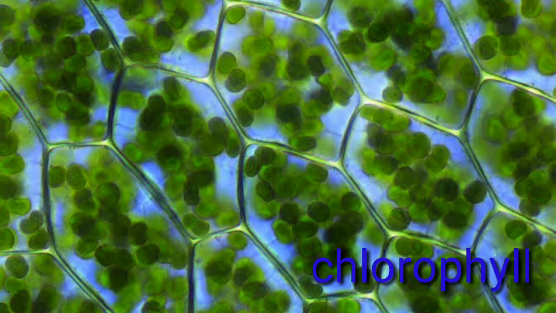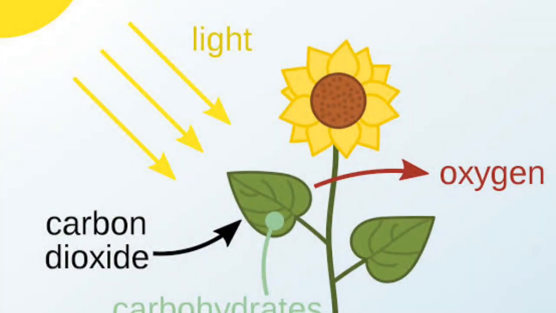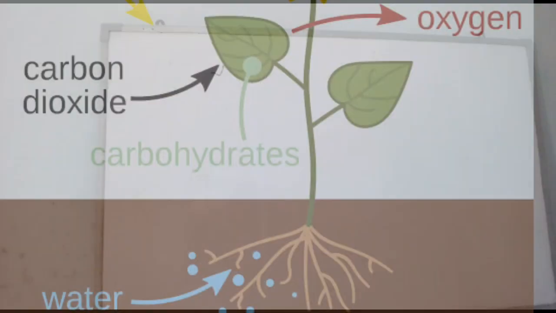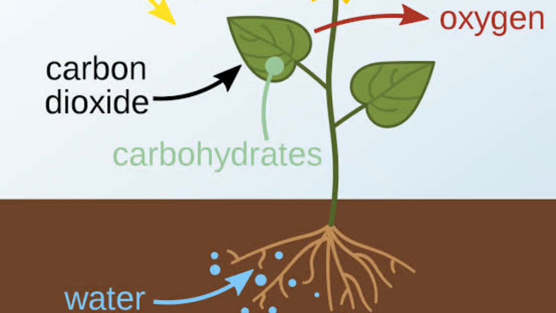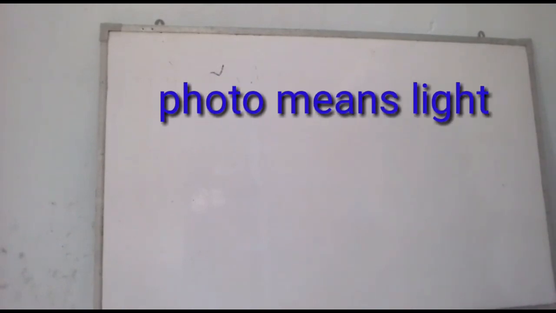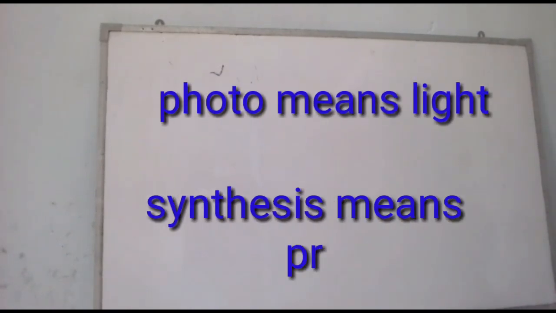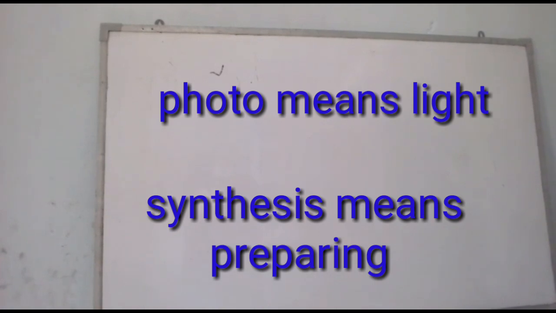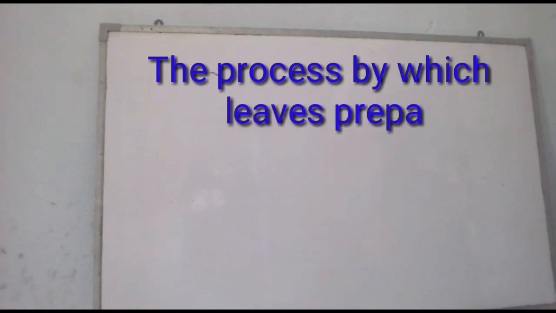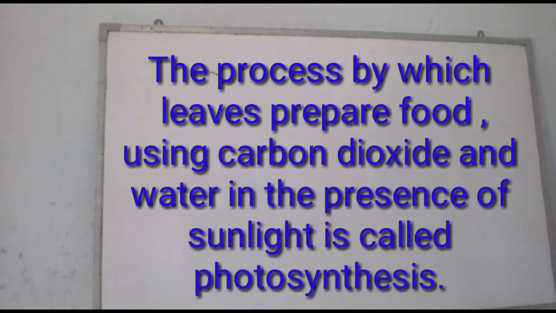What is chlorophyll's work? Chlorophyll traps sunlight. Green leaves use the energy of sunlight to prepare food from carbon dioxide and water. Since this process takes place in the presence of sunlight, it is called photosynthesis. Photo means light, and synthesis means preparing or putting together. Photosynthesis is the process by which green plants prepare food in the presence of sunlight.